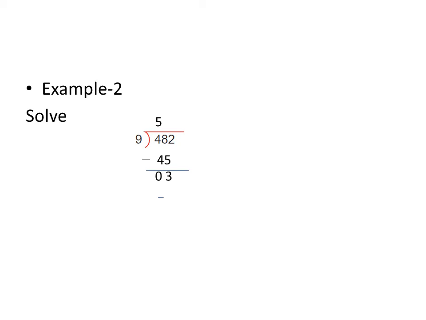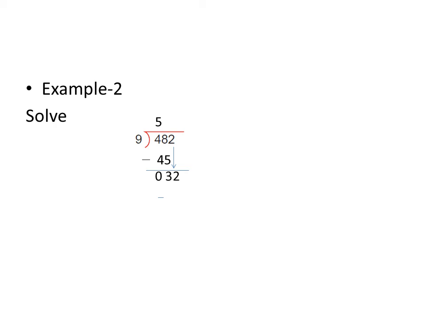Now next digit comes down. Here next digit is 2. So 2 comes down. Now it becomes 32. Now recite the table of 9 till you get 32. 9 ones are 9, 9 twos are 18, 9 threes are 27, 9 fours are 36, 9 fives are 45, 9 sixes are 54, 9 sevens are 63, 9 eights are 72, 9 nines are 81, 9 tens are 90. 32 does not come in the table of 9.